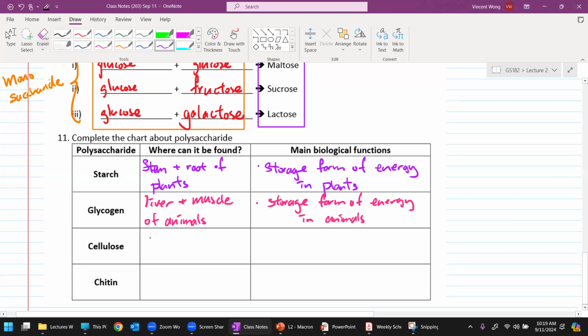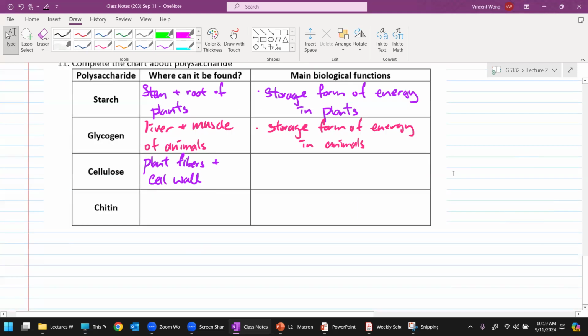Cellulose. Cellulose is found in plant fibers and cell walls, right? We do not have cellulose in our body. We just eat it for good digestion, good bowel movement. What's the function of cellulose? For things that do have it, structural support.